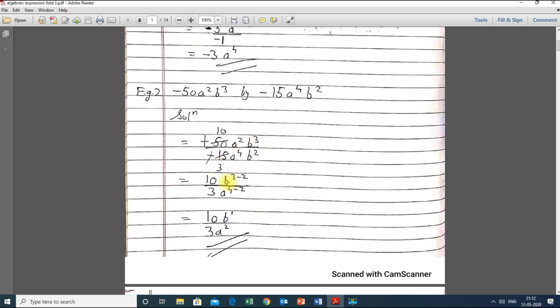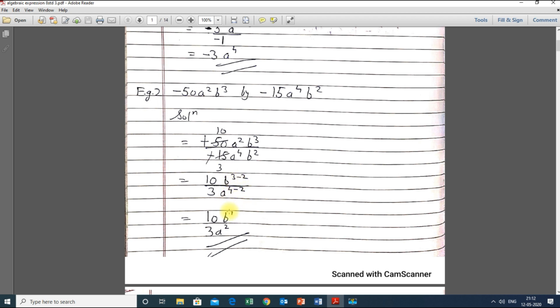Now what I will do, I will write 10 upon 3. What is left, I wrote over here in fraction. Now the power of b in the numerator is bigger compared to the power of b in the denominator, so this 2 will go up. This will become 3 minus 2. And in the denominator, a raised to 4 power is bigger. Therefore this 2 will come down. Therefore a raised to 4 minus 2.